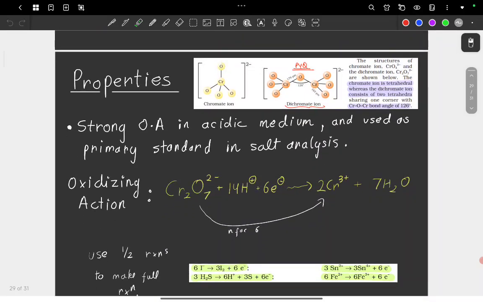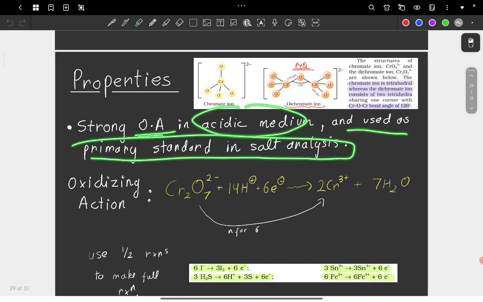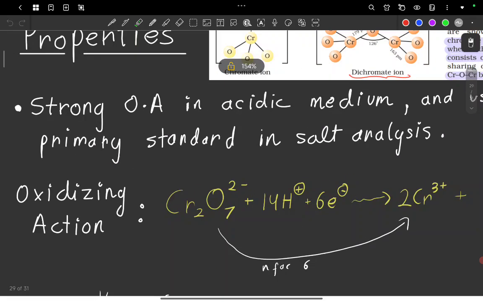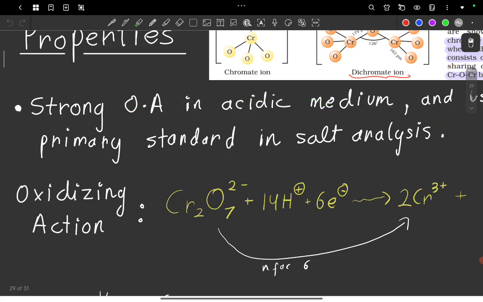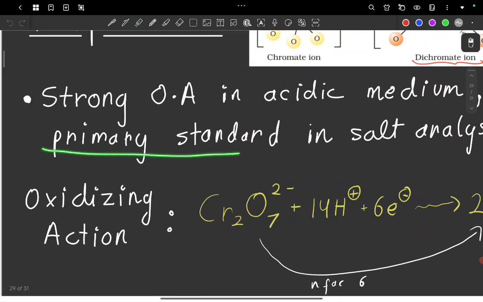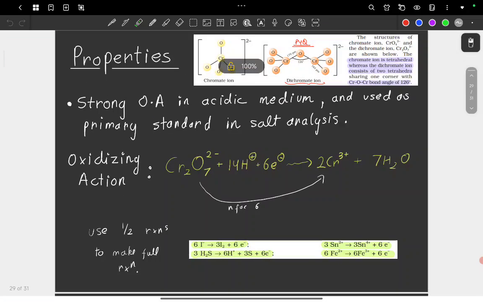They are strong oxidizing agents in acidic media, and they are used as a primary standard in salt analysis. Just remember this statement: primary standard in salt analysis. I won't explain the meaning behind this, but it has something to do with checking the quality of the titrant when doing titration.